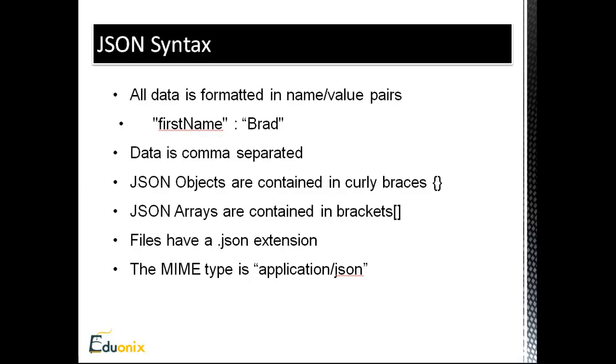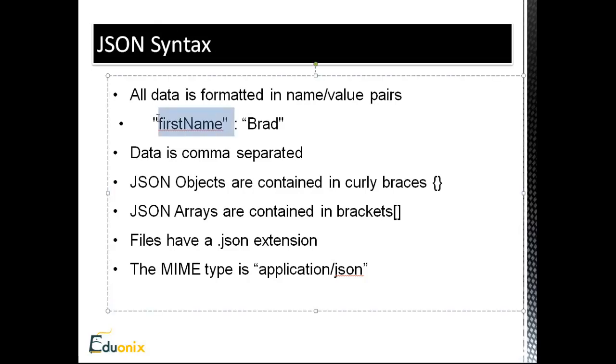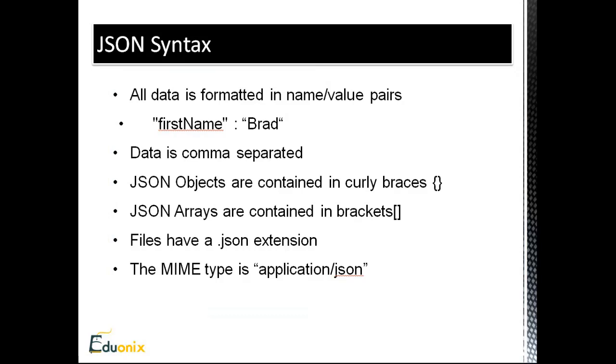So all data is formatted in a name-value pair. For example, we have first name, with quotes around the name, and then we have a colon, and then we have the value with quotes. Data is comma separated, so we could put a comma and then do a last name. JSON objects are contained in curly braces, and JSON arrays are contained in brackets, and we'll see this in a minute.